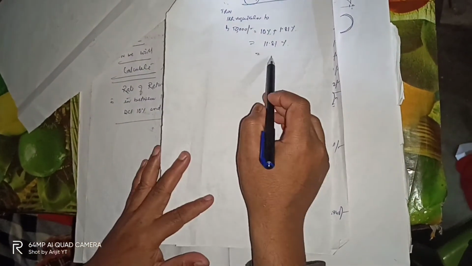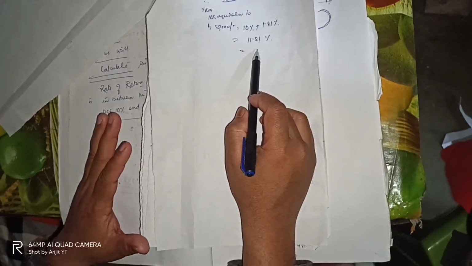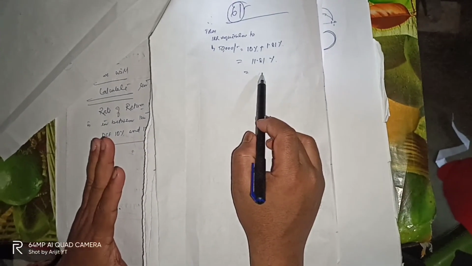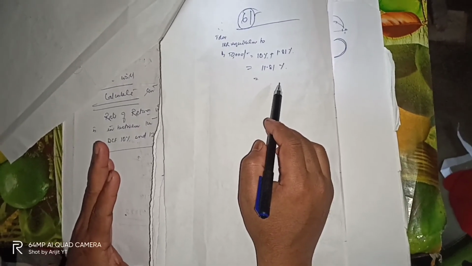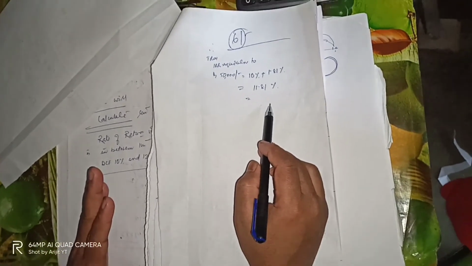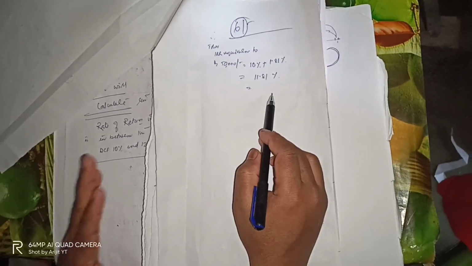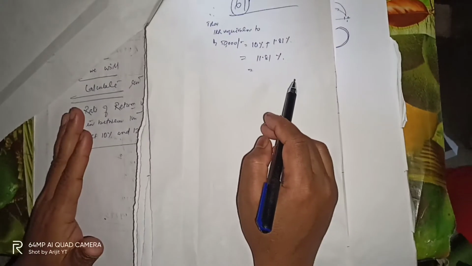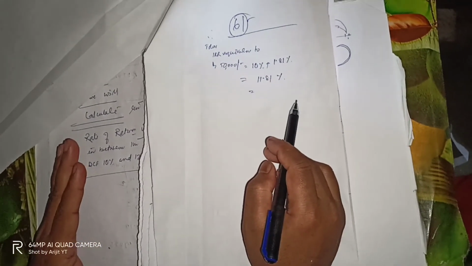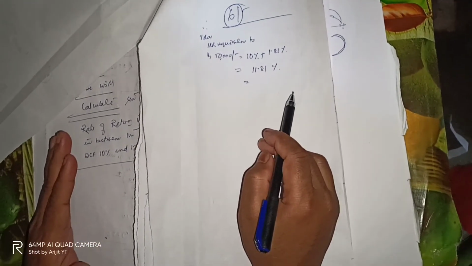which is 11.81%. So this is the minimum percentage of return by which our accumulated value after the project is completed, with the discount factor, will be as much as the present investment value that we need to invest in the beginning. Thank you friends.